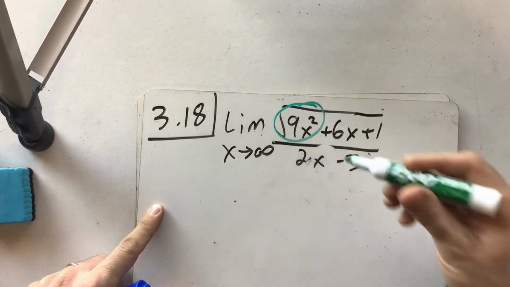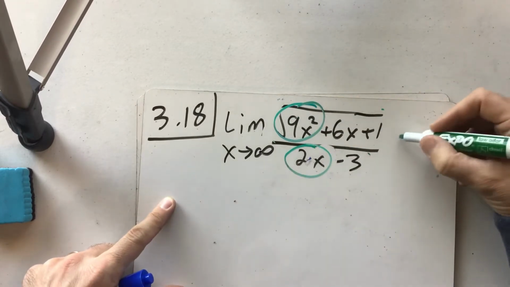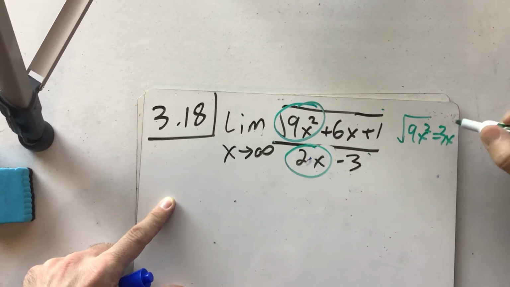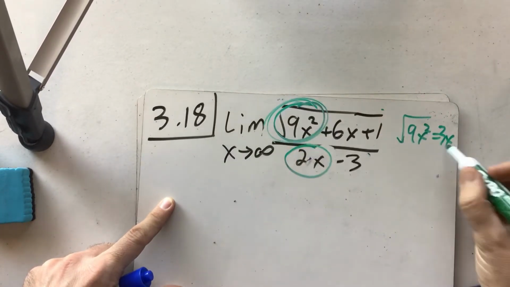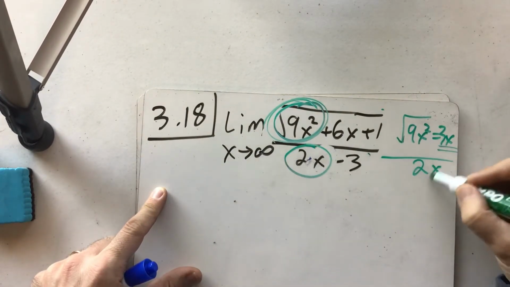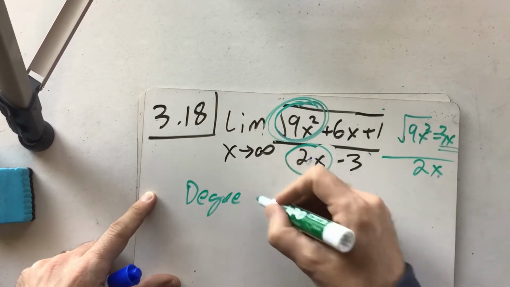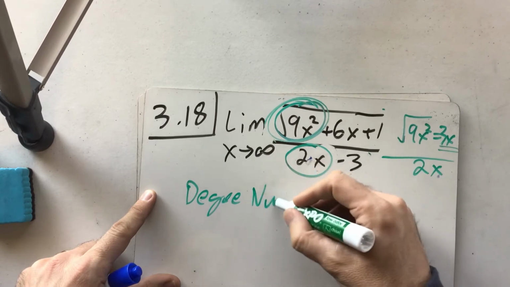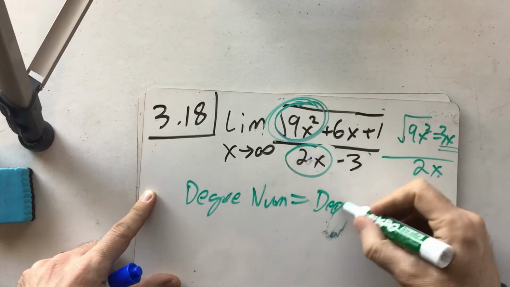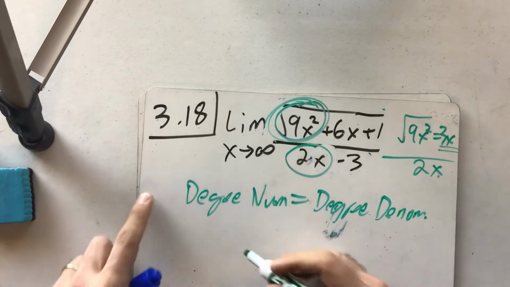The highest power here is 9x squared, but the highest power on the front is like the square root of 9x squared. So really, the highest power on the numerator is a 3x. And then the highest power on the denominator is a 2x. And so now we can see that the degree of the top, the degree of the numerator, and the degree of the denominator are actually equal to each other.